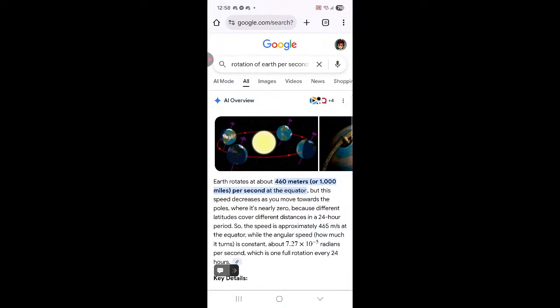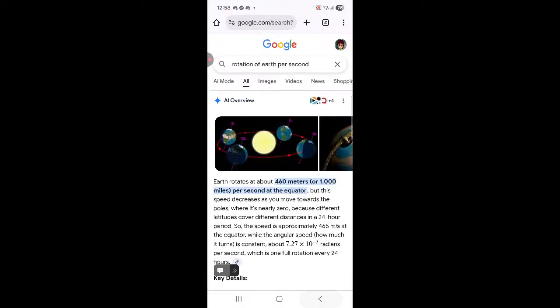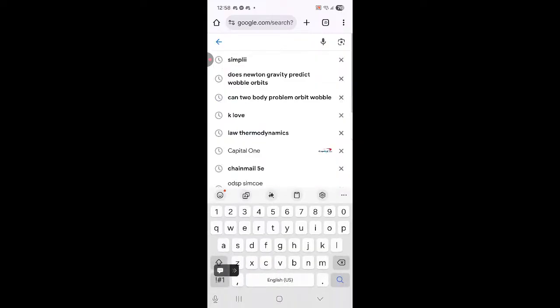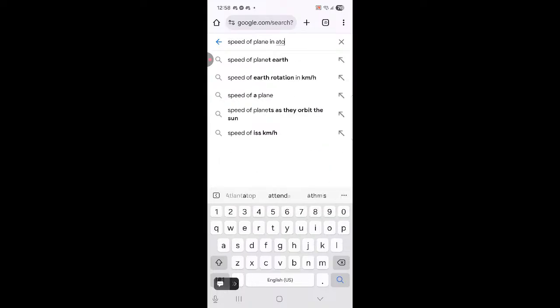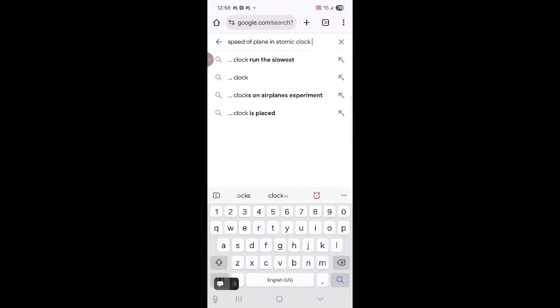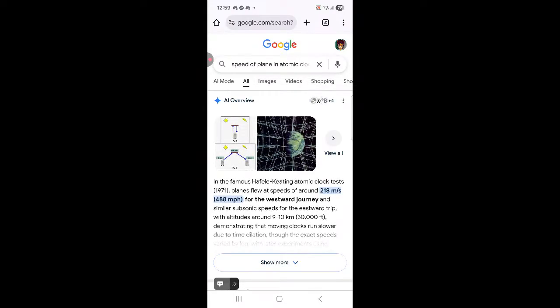And then I'm going to look up freaking chainmail. That's funny. I'm going to look up the speed of the plane in the atomic clock test.